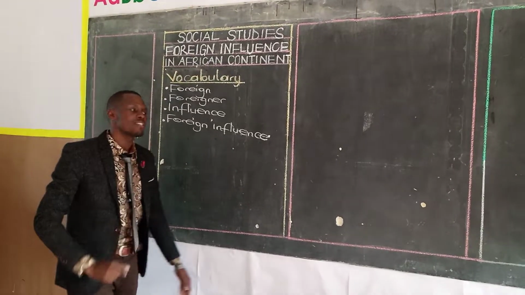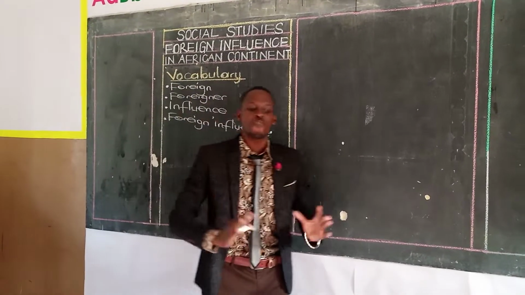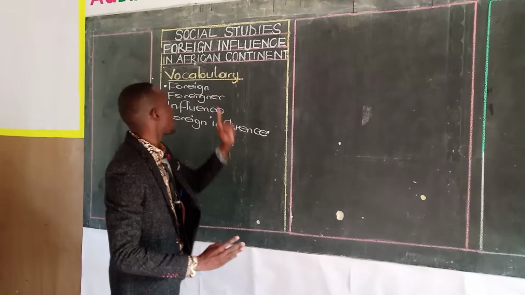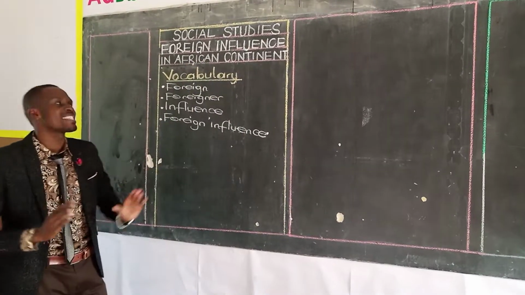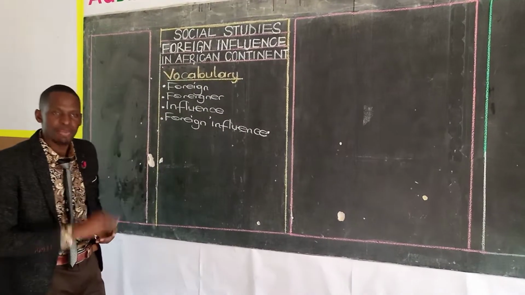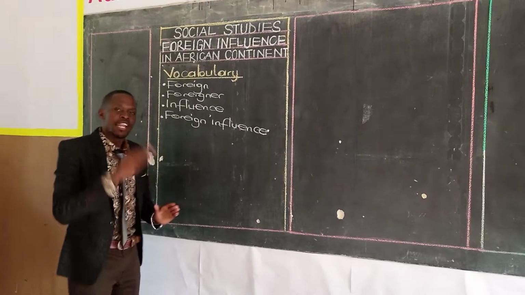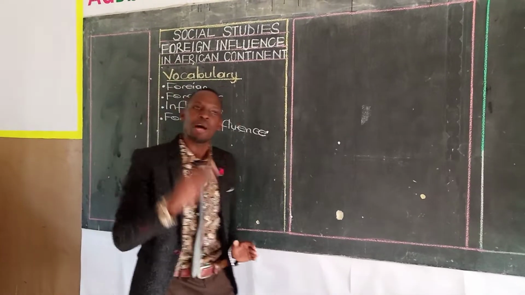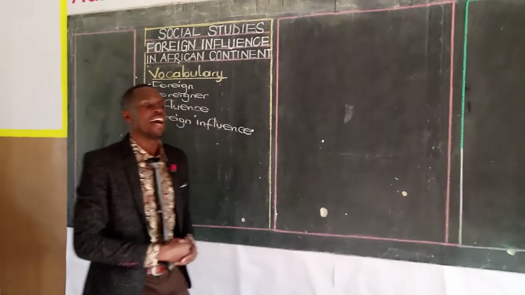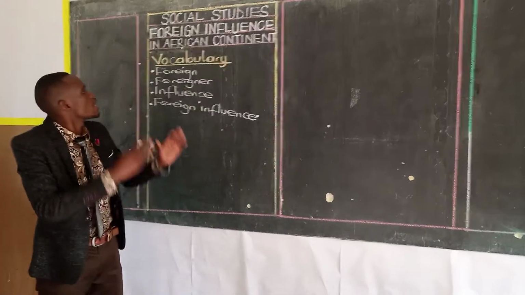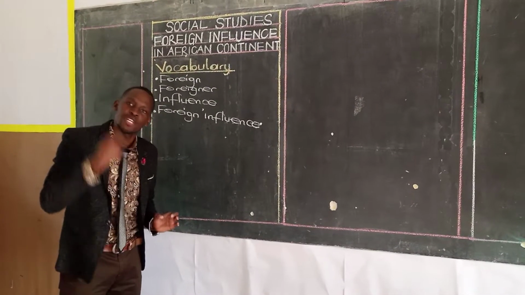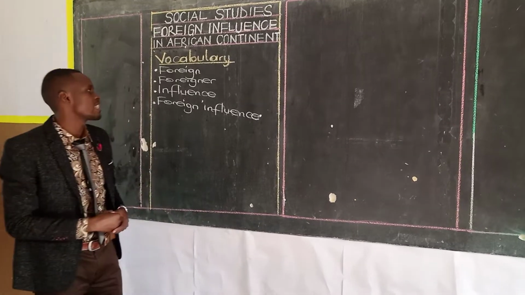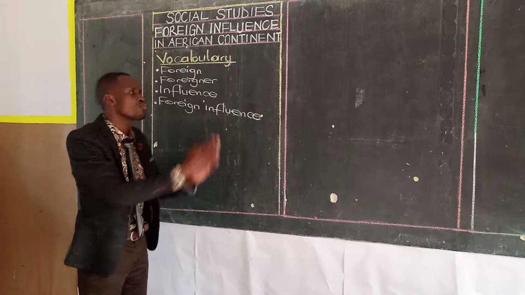Now, boys and girls, for a long time, Africa was often referred to as a dark continent by Europeans because little information was known about the interior of Africa. Another can say that Europeans did not have much information about the African continent. That one is very important. We need to write it down.